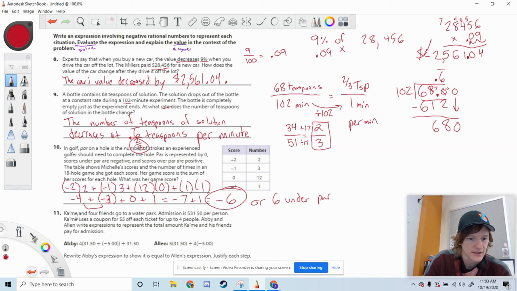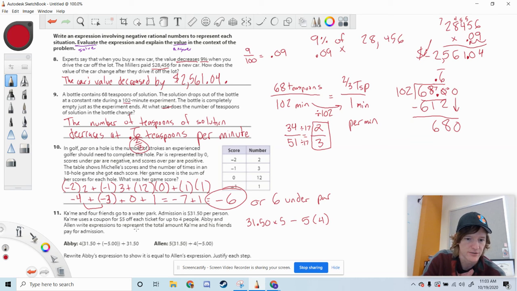For number 11, Kame and 4 friends go to a water park. So we have a total of 5 people. Admission is $31.50 per person. So we're going to have $31.50 for 5 people. Kame uses a coupon for $5 off of each ticket for up to 4 people. So we're also going to subtract $5 times 4 people, not for 5 people though, so we can't just take it out of that $31.50.